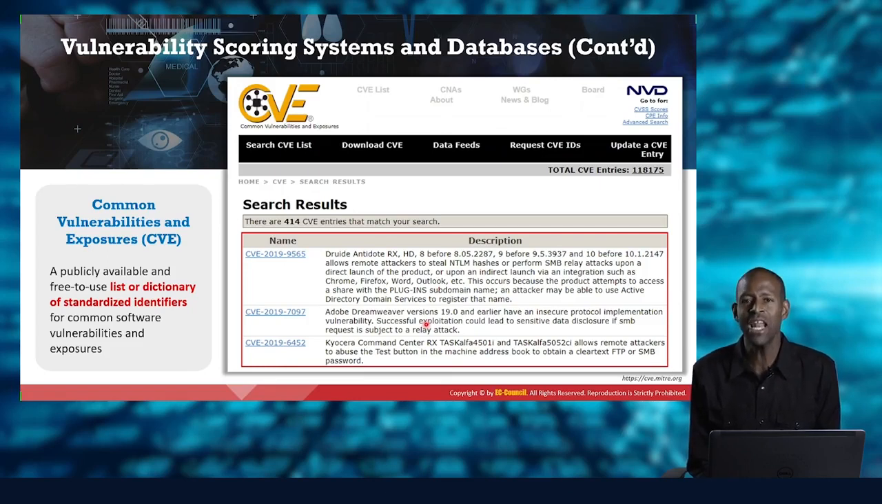Adobe Dreamweaver. I may not even know what Adobe Dreamweaver is, but I know how to look for vulnerabilities in the versions of the software that I find running on systems. So I check Adobe Dreamweaver and I find that there's a CVE 2019-7097, and I find that it can be attacked.